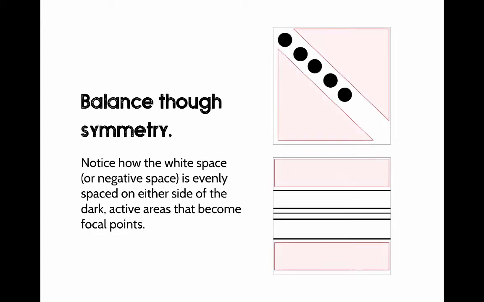Let's look at some ideas like balance through symmetry. If you look at these, you'll notice how the white space, or the negative space, is evenly spaced on either side of the dark active areas, and those darker active areas become focal points, right? And here you see in red where I'm highlighting all of that white space that ends up balancing it to create symmetry. I think most of us probably know what symmetry is. It's where you've got something almost bilateral, meaning it's got two halves, or roughly approximate halves, that are the same. Right?